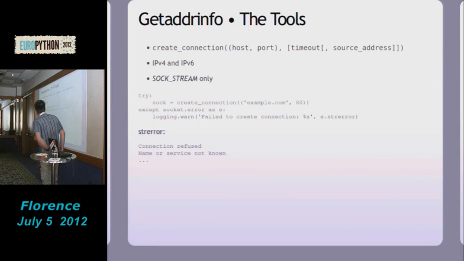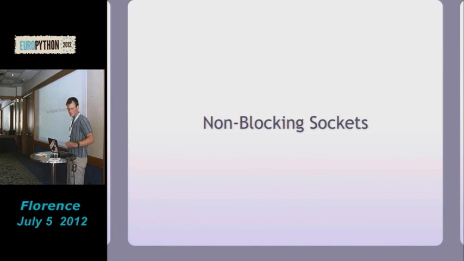yeah. And then a quick note on the exceptions you get back out of socket. So the exception is always socket.error, which is actually a subclass of IOError. So you could catch that as well. But if you want a nice user-readable message, you can use this error attribute, which makes that something nice.